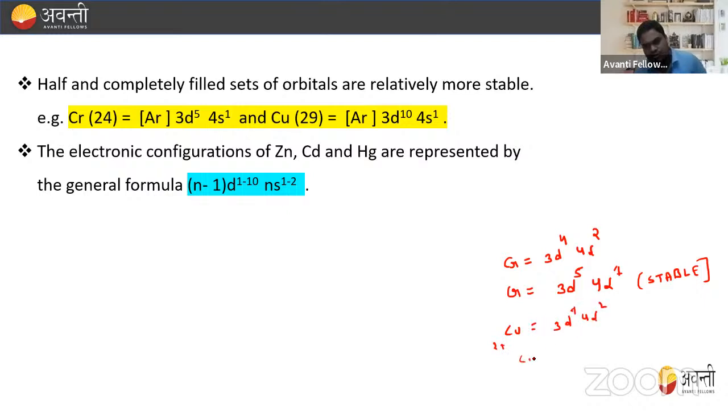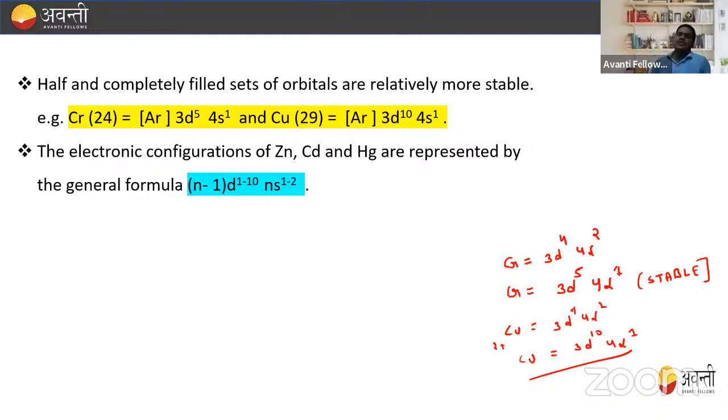They also want stability, so it will take 1 electron from s, so it will become 3d10 4s1, right? So these two show that half filled and completely filled sets of orbitals are relatively more stable, and every element which is nearer to this electronic configuration has a higher probability, a higher chance, a higher capability to get this electronic configuration, like half filled and fully filled, right? So these are the electronic configurations.